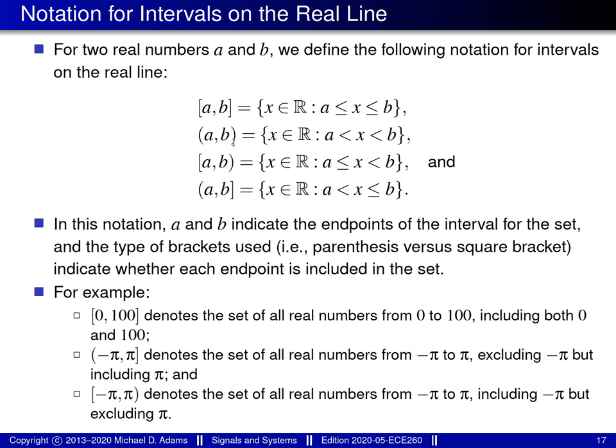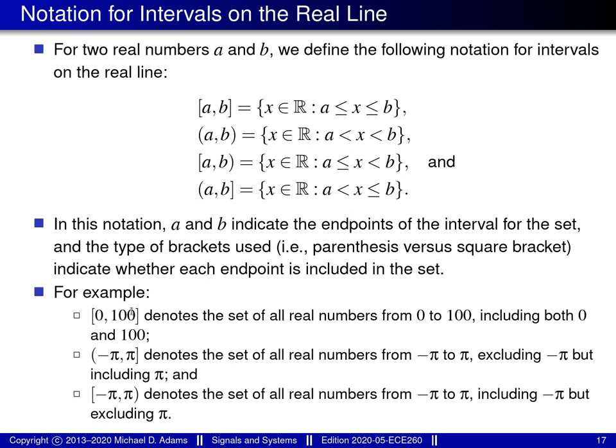b. And then we have two other combinations where we mix square brackets with round brackets. This next one here, where we have square bracket a and b and then round bracket, is all real values between a and b, including a but not including b. And then the last one is all real numbers between a and b, not including a but including b. So you can see there's a pattern here. Essentially the square bracket going along with an endpoint of an interval denotes that that endpoint is included, and a round bracket that goes with an endpoint of the interval indicates that endpoint is not included.